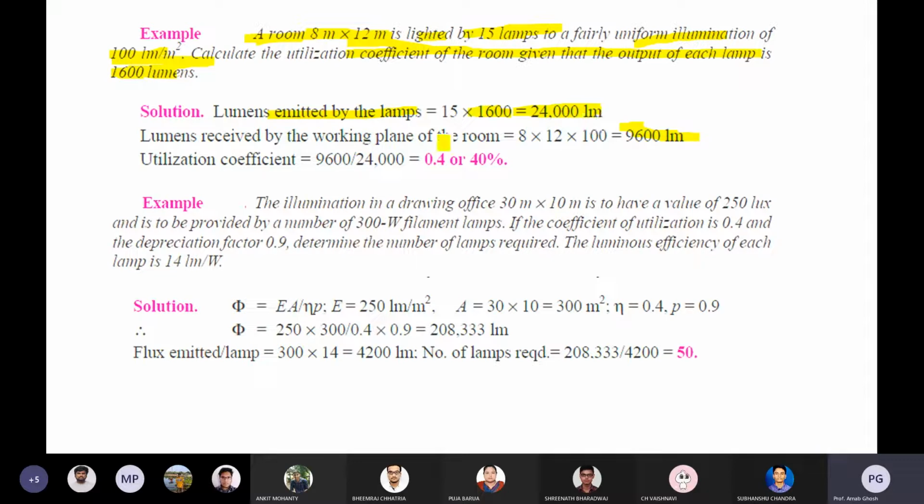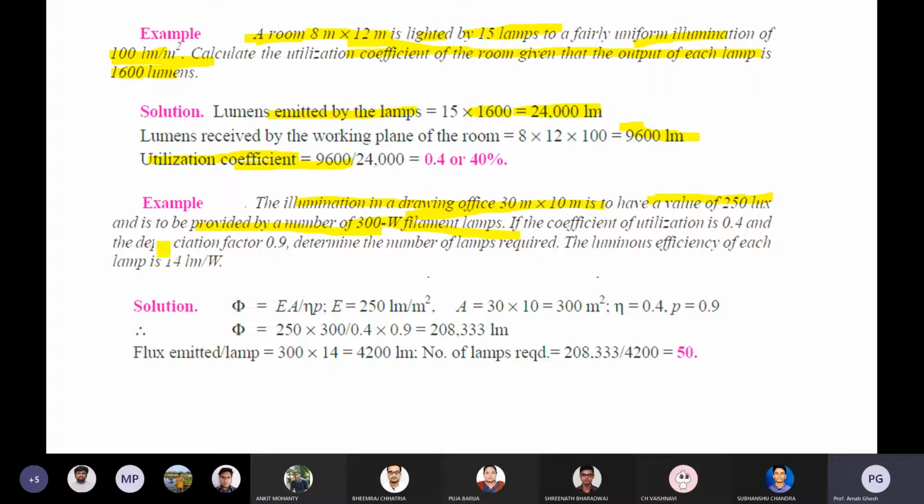Okay, the illumination of a drawing office. The drawing office is 30 meter into 10 meter. It is to have a value of 250 lux, to be provided by 300 watt filament lamps, if the coefficient of utilization is 0.4 and the depreciation factor is 0.9. Determine the number of lamps required.